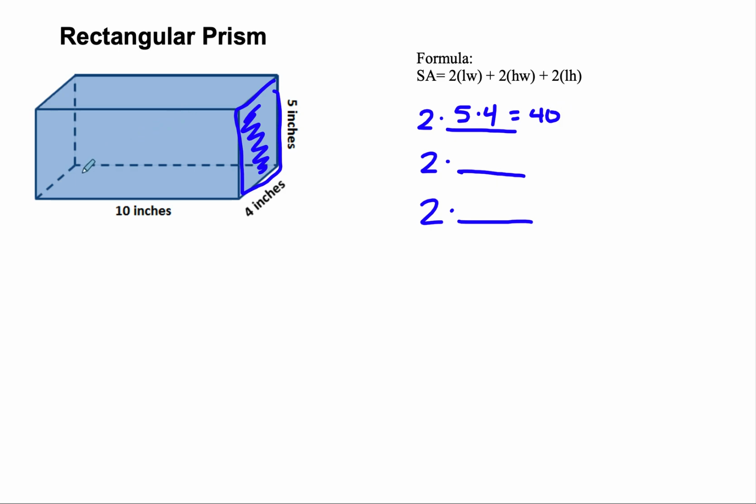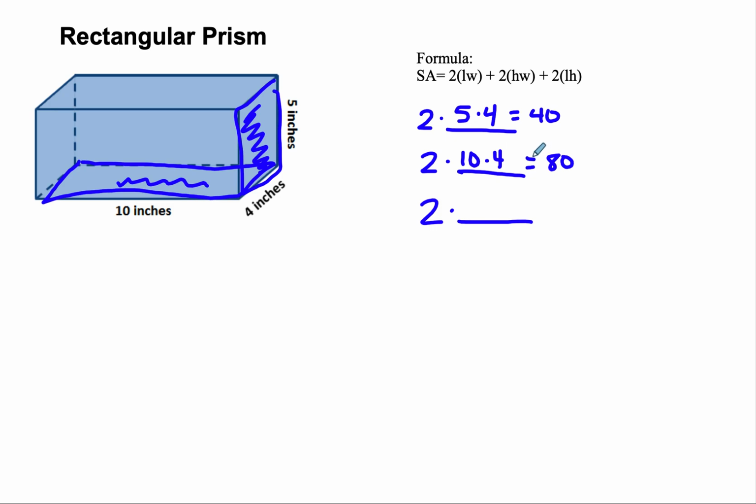Then I can find the ones that are on the bottom and the top. So the bottom would be this one, this part, and that is going to be 10 times 4. And because there are 2 of them, the bottom and the top, that's why I multiply by 2. So 10 times 4 is 40, times 2 is 80.